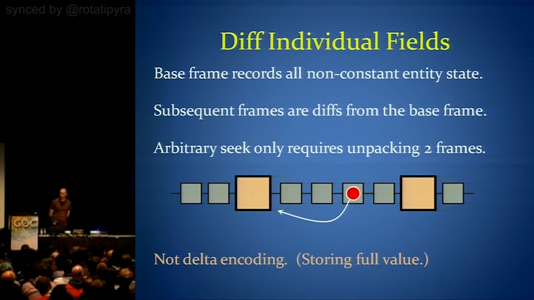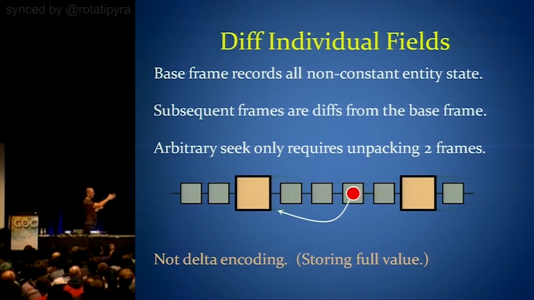So this diagram down here is a diagram of what happens in this scheme when we try to seek to a certain frame in the timeline. So we want to find where that red dot is, right? And we've got these larger yellowish blocks. Those are the base frames, which behave exactly like I explained before. They contain data for all the entities in the world. So if you wanted to seek exactly to that point in the timeline, you only decode what's in that block and you're done, right? For anything in between, those are smaller blocks that only contain diffs. So if I want to seek to where that red spot is, I have to decode what's in the base frame, and then I have to apply the diffs to the base frame.